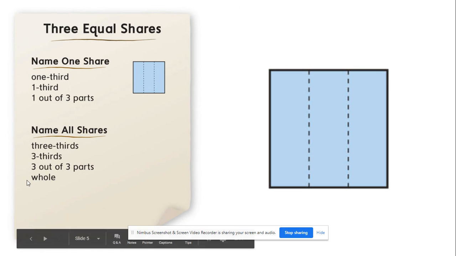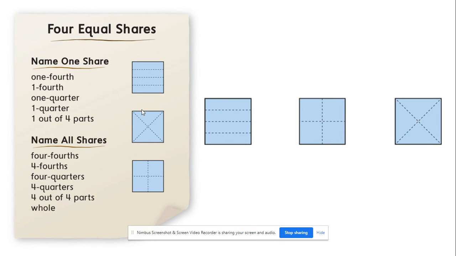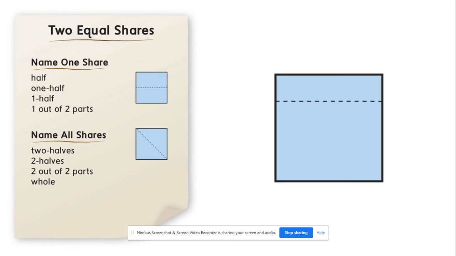I like to just remember the word whole, but this is great practice to remember that things broken into three parts are called thirds. Things broken into four parts are called fourths or quarters, and things broken into two equal parts are called halves. Or we can say one out of two parts, one out of three parts, or one out of four parts.